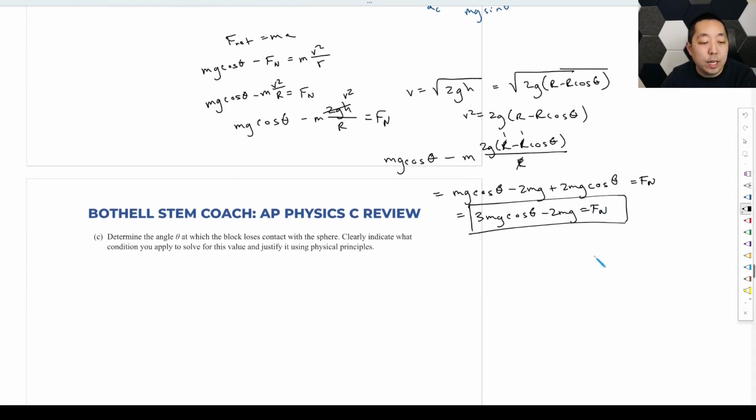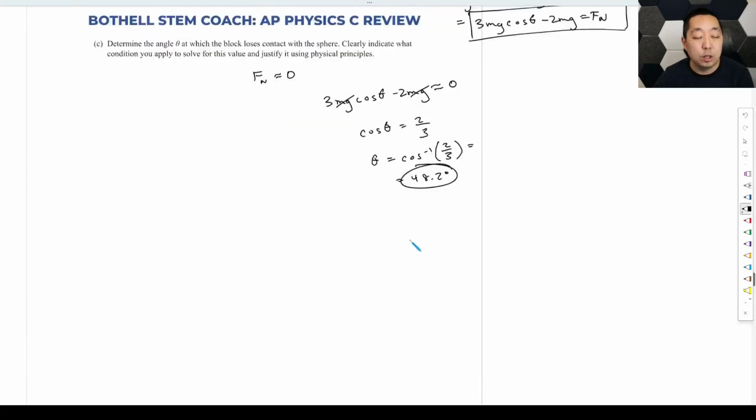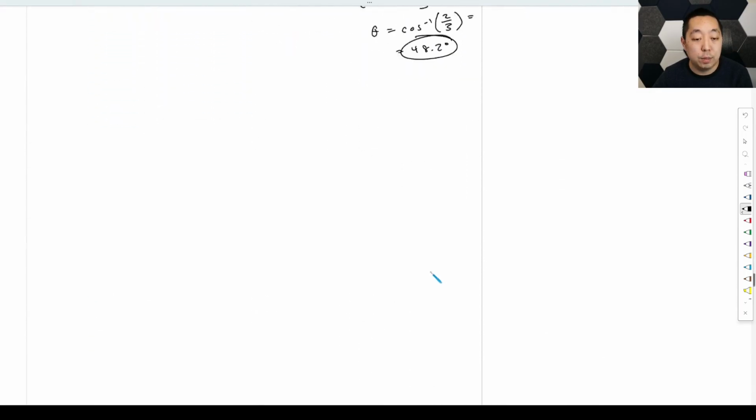Okay. Now, at what angle does the block lose contact with the sphere? Well, that's going to happen when the normal force goes to about 0. So that means 3mg cosine theta minus 2mg is about equal to 0. The mg's can cancel here, and you end up getting cosine theta is equal to 2/3. And theta is going to be the inverse cosine of 2/3. If you want to use a calculator, you certainly could. So it's going to be cosine inverse of 2 divided by 3. If you want an exact angle, that's going to be 48.2 degrees. Okay, so the setup is super important, right? And you just have to combine that with circular motion.